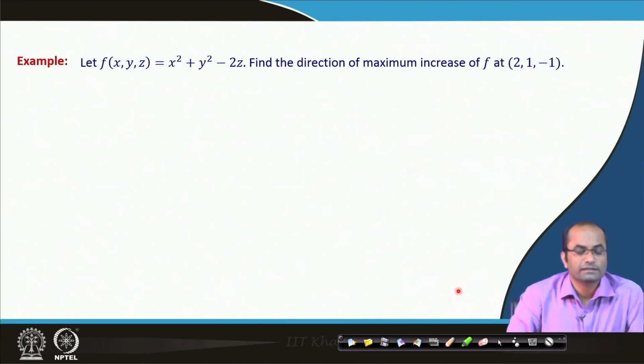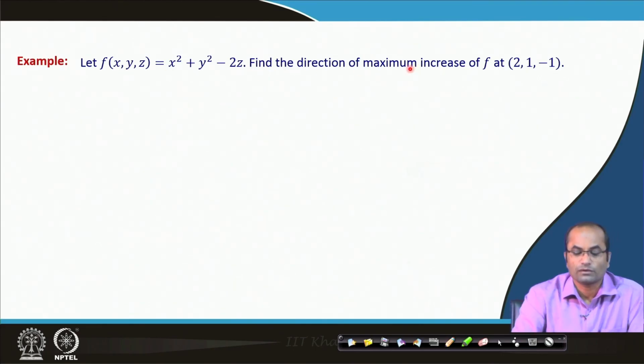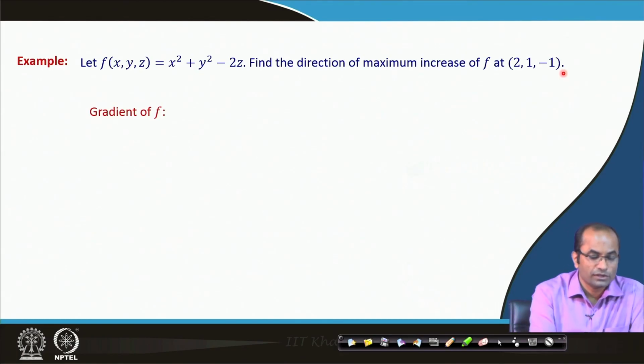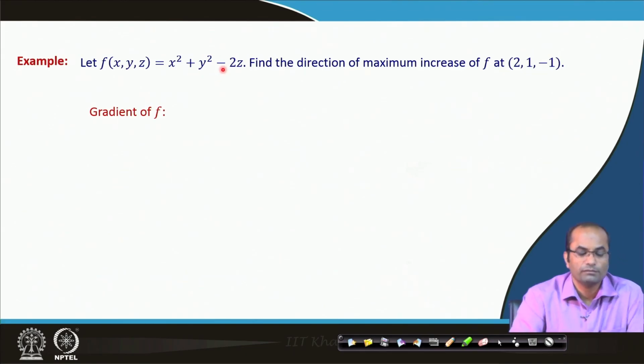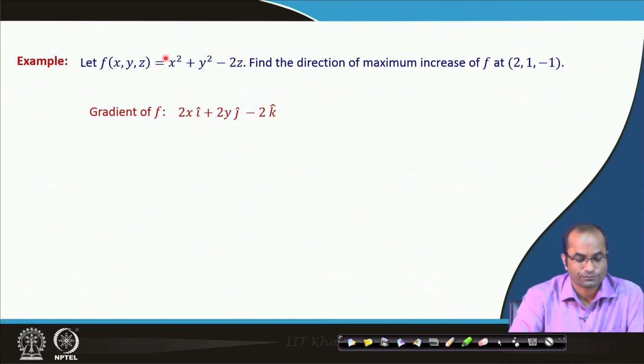So, here let us take an example. Here f(x, y, z) is equal to x square plus y square minus 2z, and we want to find the direction of maximum increase of f at this point 2, 1 and minus 1. So, we compute the gradient of f. The gradient of f will be computed by taking the partial derivative with respect to x. So, that is going to be 2x, the second component will be 2y, and the third component will be minus 2. So, the gradient of f will be given by 2x, 2y and minus 2.